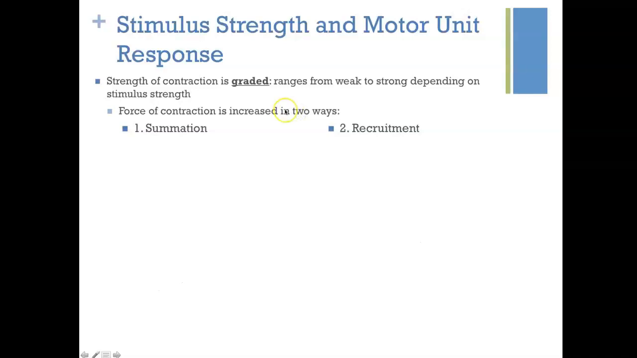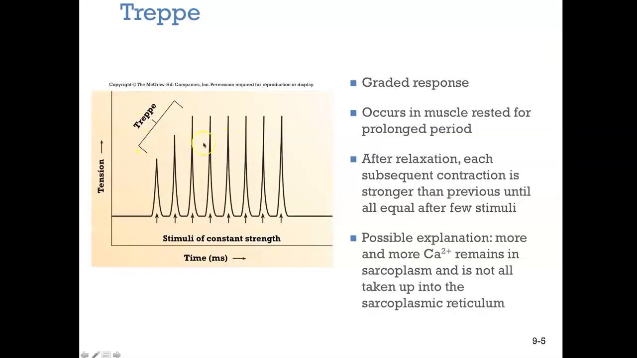We can't go any higher than this as far as tension. Oh, it got rid of all my writing. Anyway, why is that? Why are all these contractions equal, and how are we able to increase this after we get relaxation?